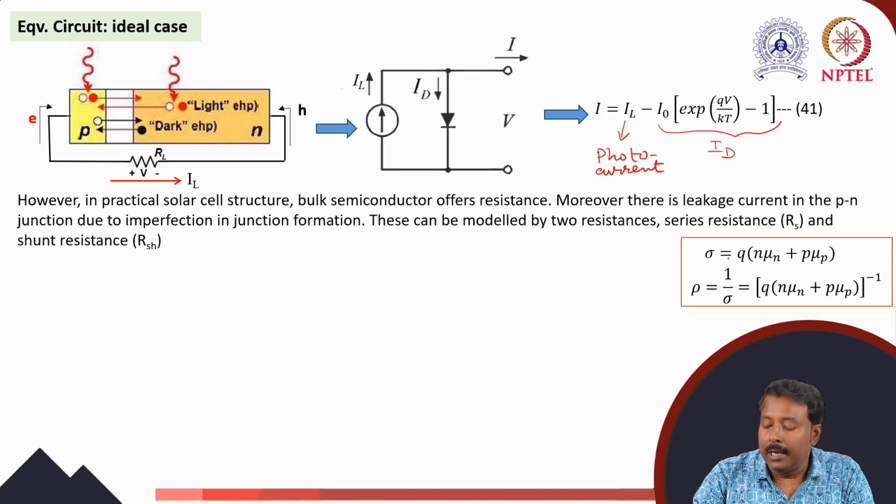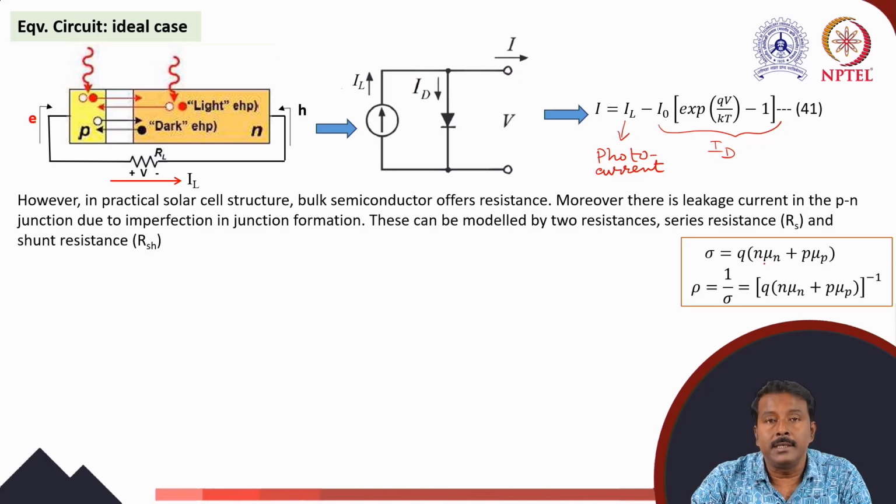What I mentioned is that the conductivity of a semiconductor is governed by this equation: sigma, the conductivity, is equal to Q n mu n plus P mu P. This is the general expression. N is the carrier concentration of electrons, mu n is the mobility of electrons, P is the hole concentration and mu P is the hole mobility. This summation multiplied by Q gives you the conductivity.